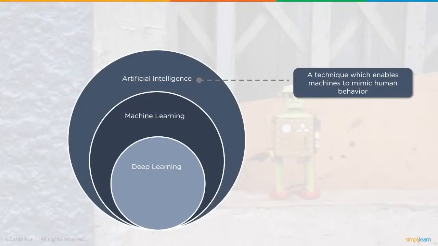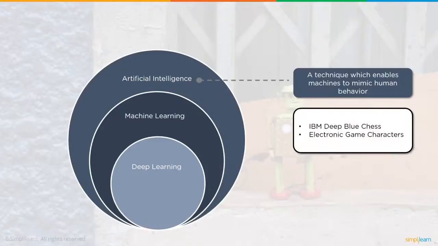Artificial intelligence, a technique which enables machines to mimic human behavior. This is really important because this is how we are able to gauge how well our computations work, is the fact that we're mimicking human behavior. We're using this to replace human work and make it more efficient, more streamlined and more accurate. And so artificial intelligence is the big picture of all of this put together. IBM Deep Blue chess and electronic game characters are just a couple of examples of artificial intelligence.